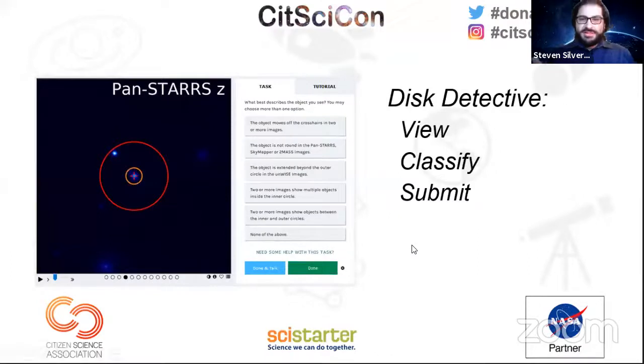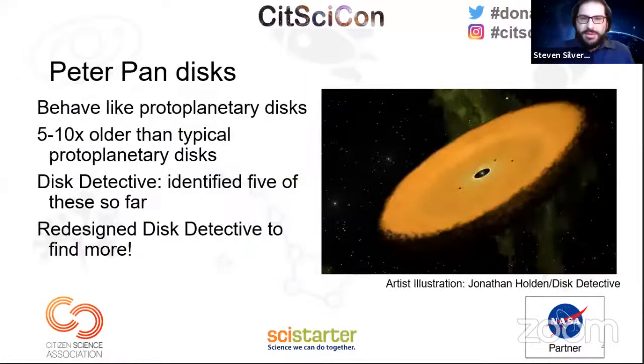In particular, Disk Detective first launched in January of 2014, and probably our most interesting discovery for me anyway, being someone who came to the project as a fan of M dwarfs or low mass stars, are these things that we've taken to calling Peter Pan disks. We discovered a star with what looked like a pretty substantial disk, the sort of disk that you'd expect to be around a protoplanetary disk, which those are usually about 5 to 10 million years old at the tops. We found one around a star that, best we can tell, is 45 million years old.